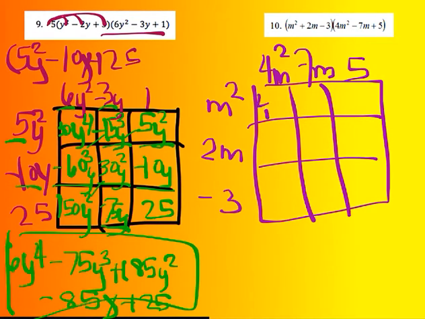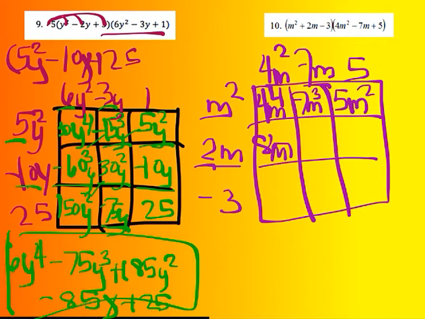So 4 and then m squared times m squared is m to the fourth. M squared times negative 7m, well, that negative 7 is going to stay the same. M to the first times m squared is m cubed. 5 times m squared is going to give me 5m squared. 2 times 4 is going to give me 8. M to the first times m squared is m cubed. 2 times negative 7 is a negative 14. M to the first times m to the first is m squared.